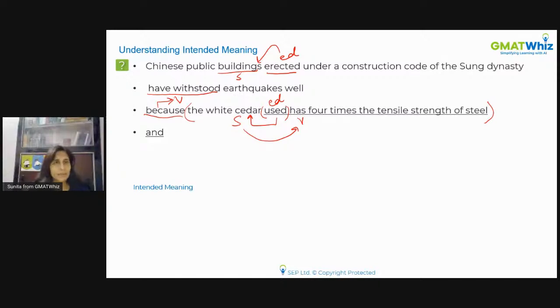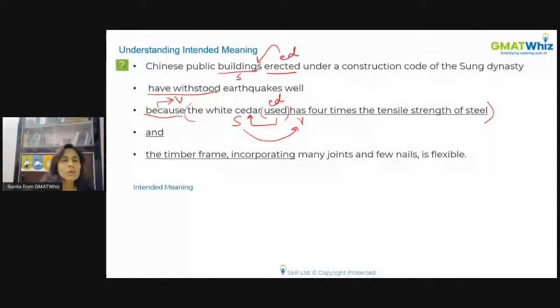Okay, and the timber frame. So one component was white cedar, so that was subject one. And here I have subject two. So because the white cedar something and the timber frame something. All right, what about the timber frame? Let's see. There's a comma here, and then I've got an ing verbal. It's an ing verbal because there is no helping verb. Now the question arises, what is it modifying? Since there is no clause preceding this comma plus ing. There is a comma, there is an ing, but there is no clause. There is just this noun, timber frame.